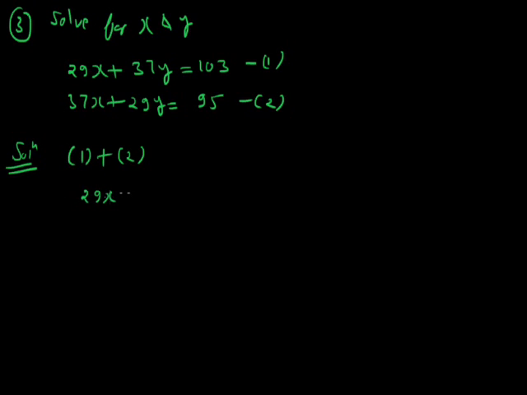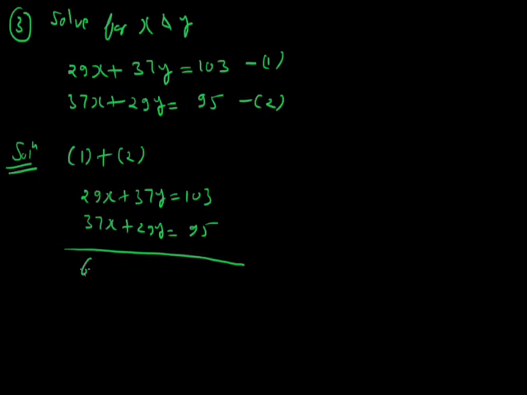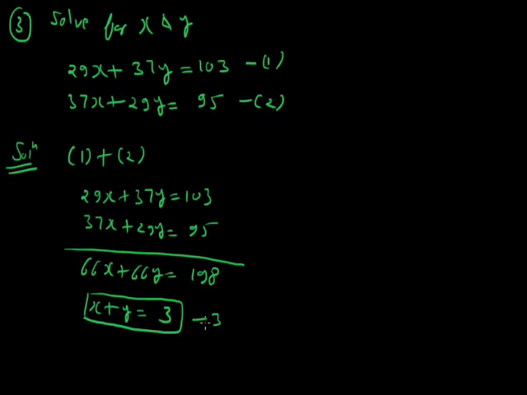So 29x plus 37y equals 103. 37x plus 29y equals 95. I am adding. So 29 plus 37, that is 66x plus 66y equals 198. I divide the whole equation by 66. So I get x plus y equals 3. So this is our equation now reduced. So this is the third equation, let's say.